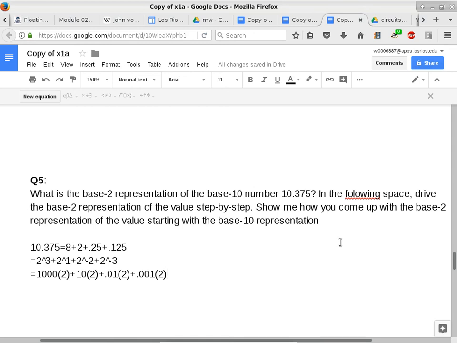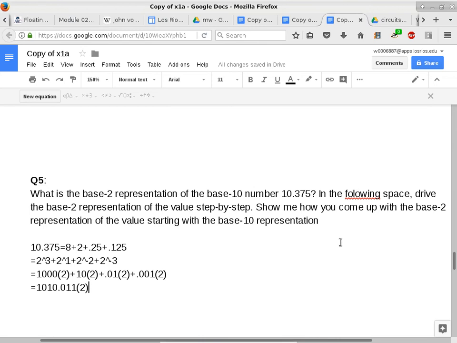And then once you get to this point, you can say this is now 1010.011 in base 2. So that's one way to express it. If you have a different way to complete the conversion, that's fine too, as long as it is step by step and I can see how you do it.